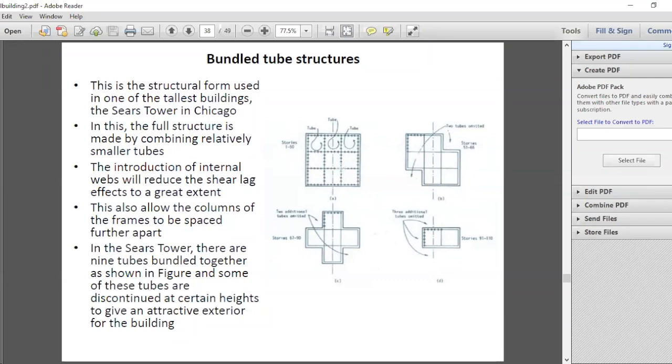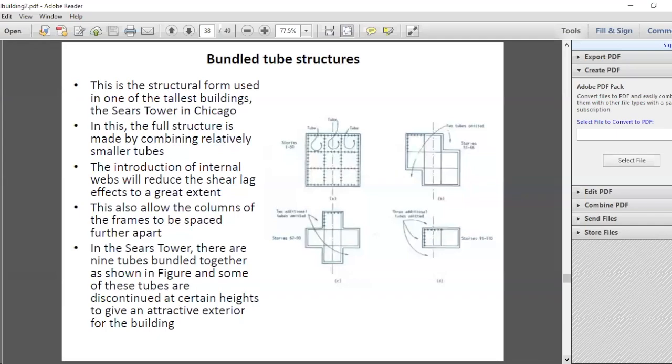Sears Tower, having 104 stories, but was considered as one of the tallest buildings in the world for a very long time, until the Petronas Towers became taller, and now there are other buildings. But the Sears Tower was one of the tallest buildings for a very long time, and that particular structure used this bundle tubes. That means a number of tubes have been used. And what they have done is, with the height of the building, they have terminated some of the tubes. And by terminating some of the tubes, they created a nice shape for Sears Tower.